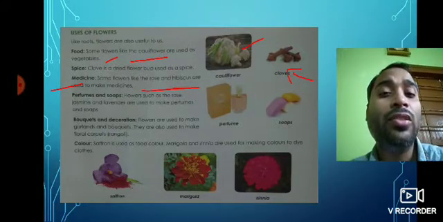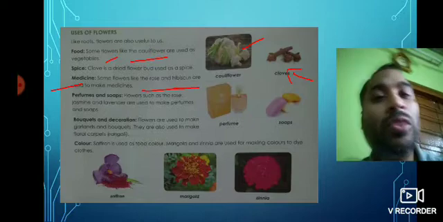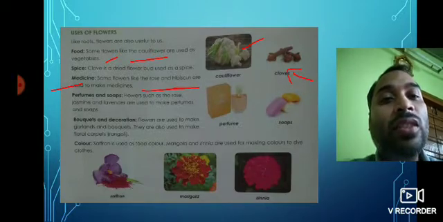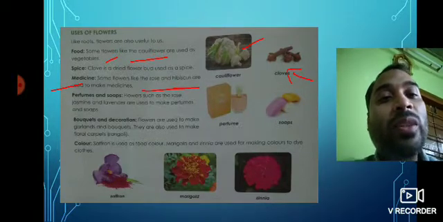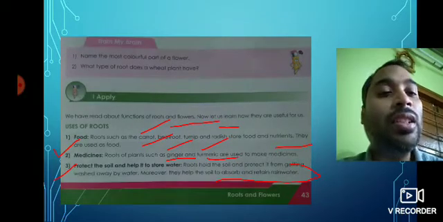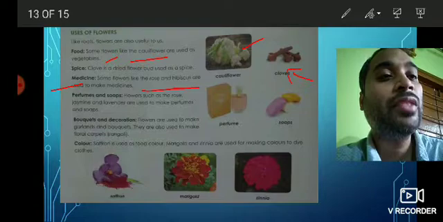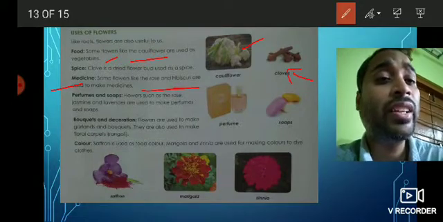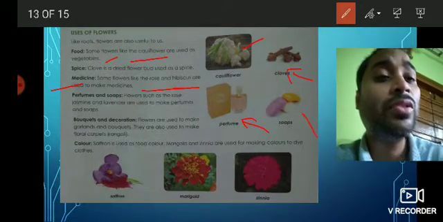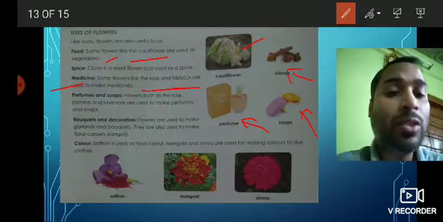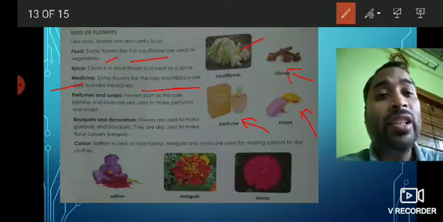Then they are also used as perfumes and soaps. Flowers such as the rose, jasmine and lavender are used to make perfumes and soaps. You can see here the pictures. Certain flowers which have good fragrance can be used to make perfumes, and they are also used in making soaps to provide that fragrance.